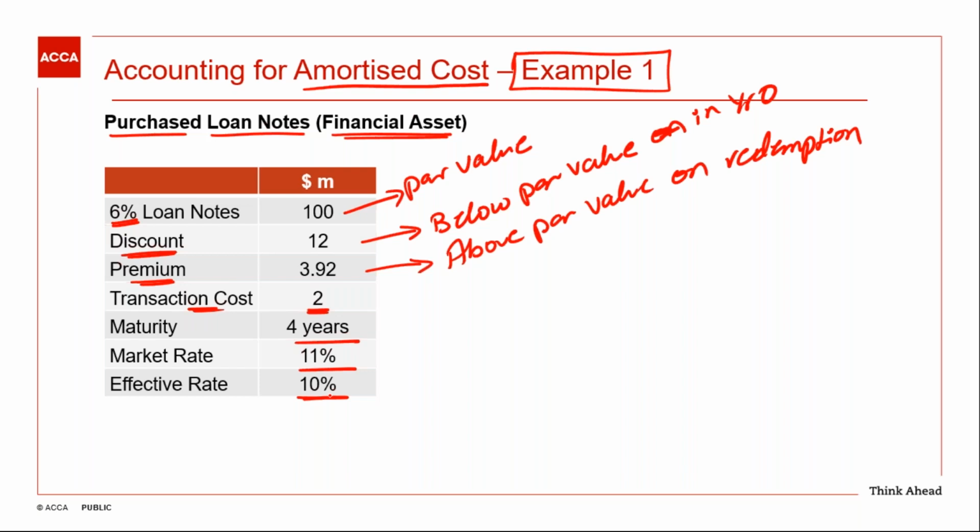Mohammed Saqib is saying transaction cost. Okay, a lot of people are right actually.